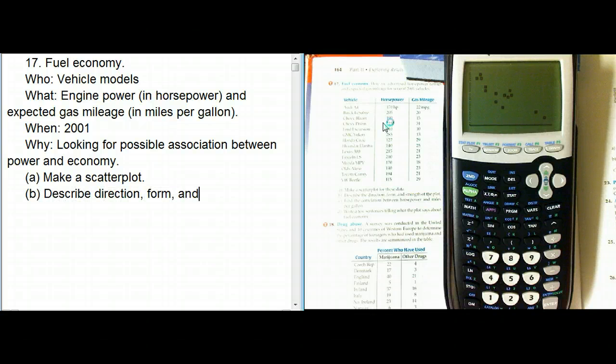That's the next thing. Okay. Well, it's definitely a negative association, as we would pretty much expect. A more powerful engine is going to be less efficient, probably.